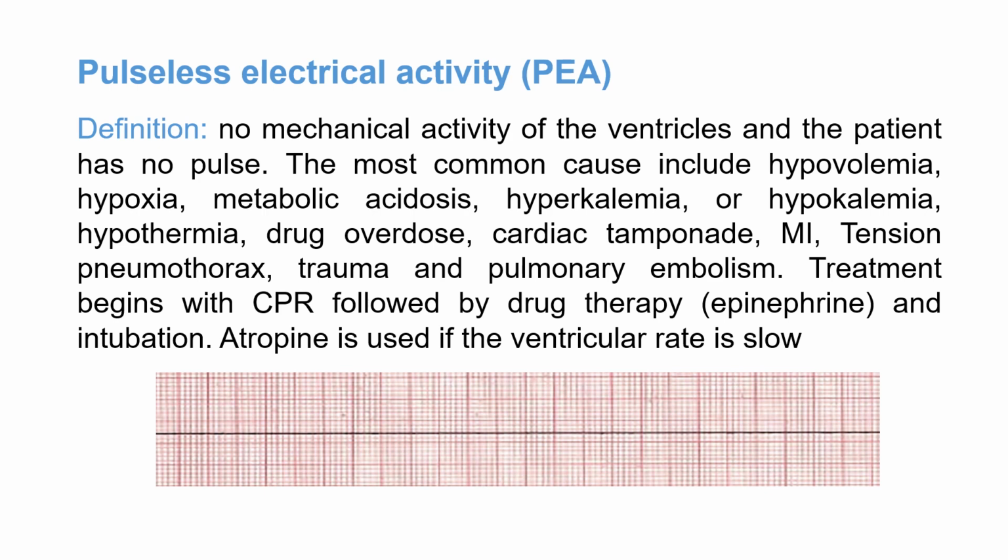So what is pulseless electrical activity? Shortly we will say PEA. It denotes that there is no mechanical activity of the ventricles and the patient will not have a pulse. Causes include hypovolemia, hypoxemia, metabolic acidosis, hyperkalemia, hypothermia, drug overdose, cardiac tamponade, myocardial infarction, tension pneumothorax, trauma, and pulmonary embolism. If you see a patient with pulseless electrical activity, immediately start CPR with drug therapy, that is epinephrine, and intubation, and mainly we will start the atropine infusion.